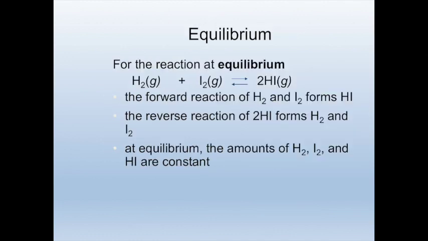So here's an example. For the reaction at equilibrium, hydrogen gas plus iodine gas yields 2 hydrogen iodide gas molecules. The forward reaction between hydrogen and iodine forms hydrogen iodide. The reverse reaction is 2 hydrogen iodide molecules forming a hydrogen molecule and an iodine molecule. And at equilibrium, the amounts of these are constant.